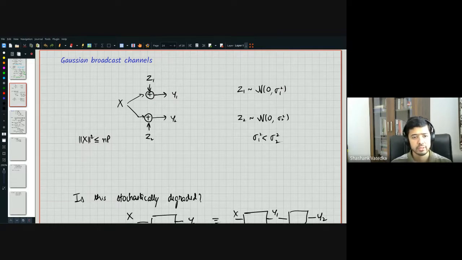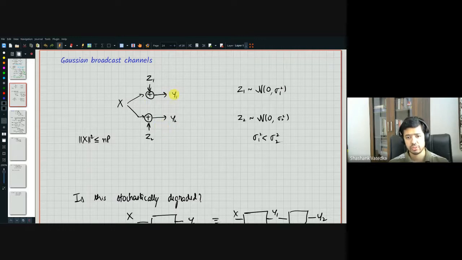So in the previous classes, we were talking about degraded broadcast channels, and in the last class, I started discussing Gaussian broadcast channels. Right. So the two-user Gaussian broadcast channel is the following, where you have a single transmitter who's sending X^n, and two receivers, one who gets Y1^n and the second receiver gets Y2^n.